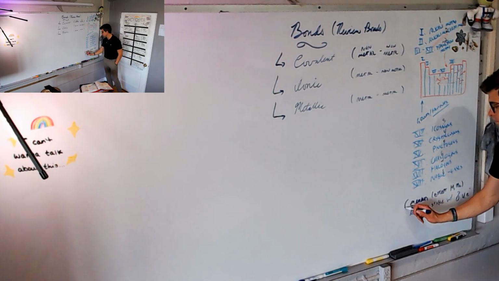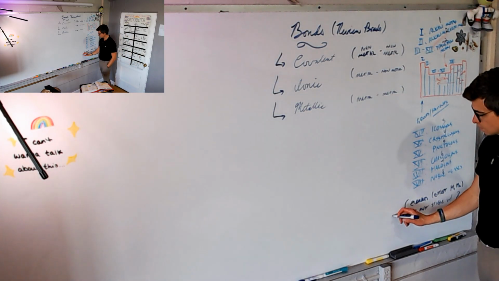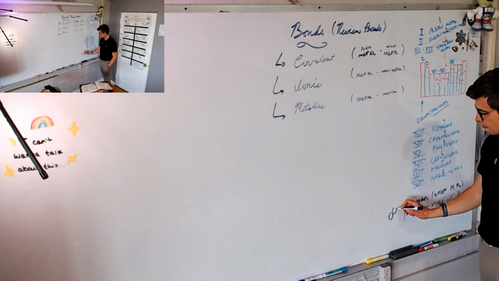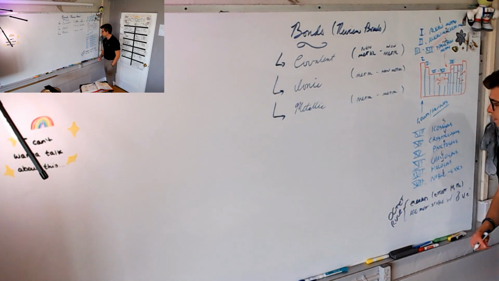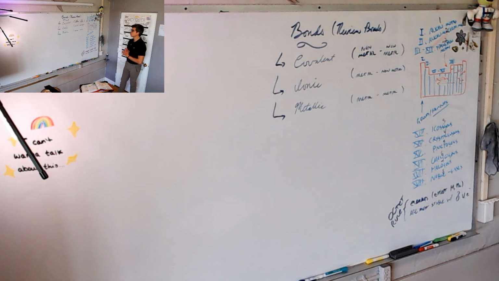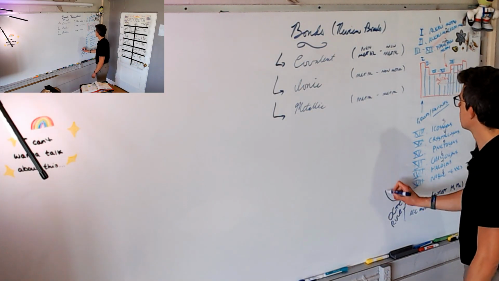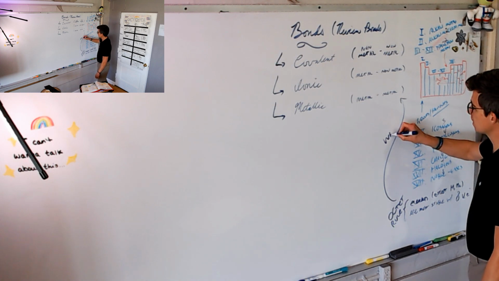What do we call this rule? The octet rule. And so these bonds, and this is why. Why bond?